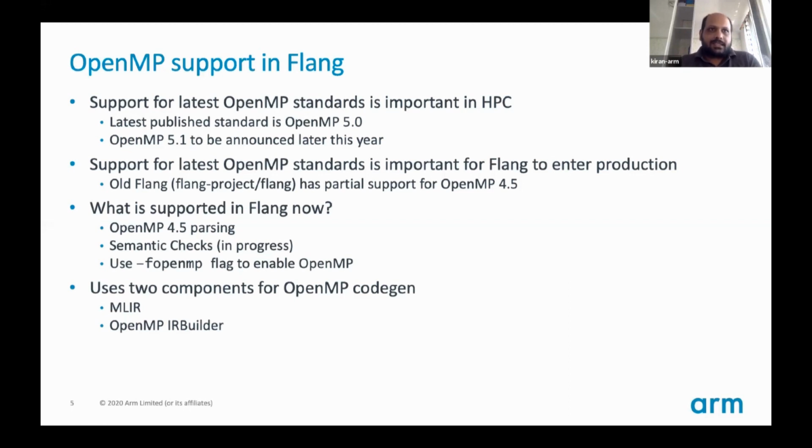Coming to code generation for OpenMP, there are two important components that are used for OpenMP code generation. First one is MLIR. The second one is OpenMP IR Builder. In the next few slides, we go into a bit more detail about these two.